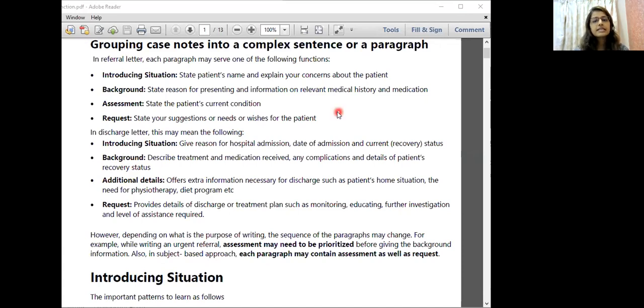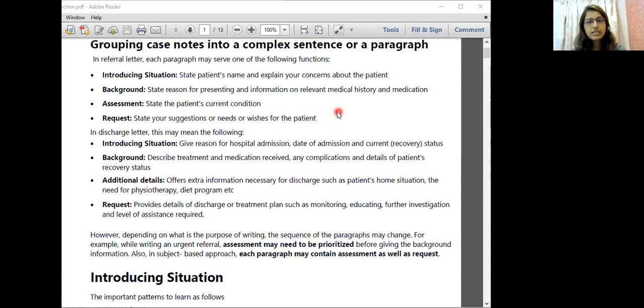paragraphing, and that is where it is really important that you utilize that time in the beginning. Once you have completed the task reduction, that's when it is time for you to decide in which way you are going to organize your paragraphs. Okay, or what would you include in the assessment paragraph, what would you include in the background paragraph, what would you include in the request paragraph, and of course what would you include in your introduction paragraph.